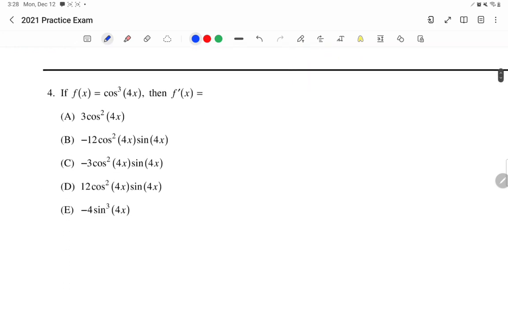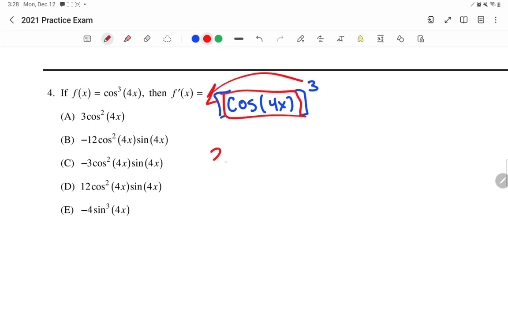All right, next up we have a chain rule question. And this one we can rewrite as cosine of 4x all cubed, like the cubed is kind of our outside. So this is like kind of having like box cubed, right? This is chain rule, so we're going to bring that down. It's going to be 3 times our box, right? Cosine of 4x squared, and then times, so that was the derivative of box cubed.